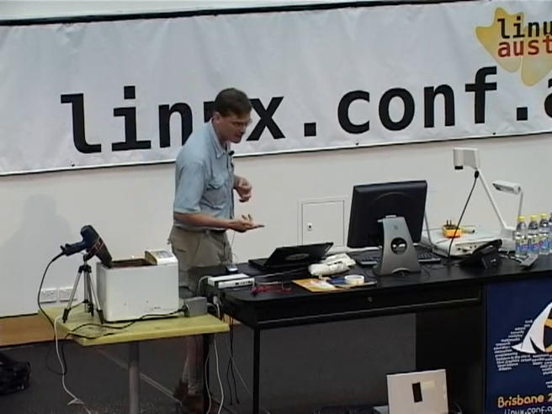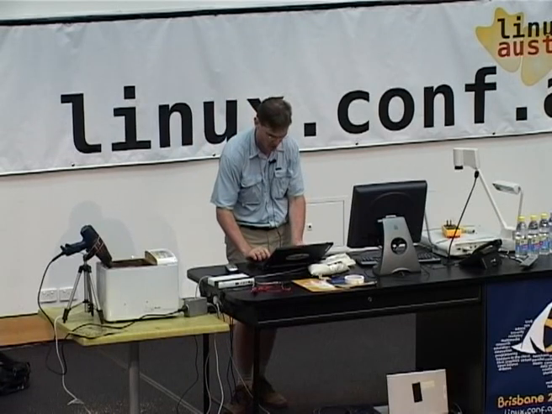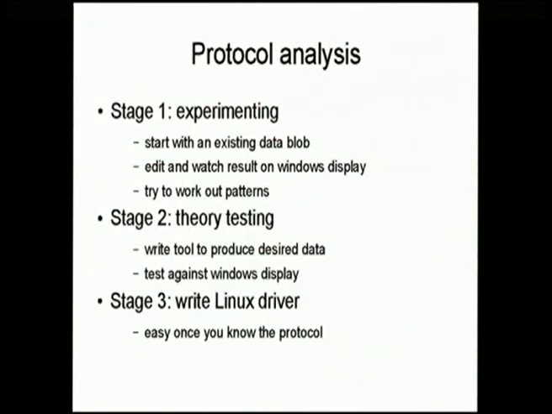Okay, now, because I'm running a bit low on time, what I'm going to do now is show you the second stage of this when you're doing analysis. So these are the basic stages. First stage, start with existing data blobs, edit and watch the results on a Windows display, try to work out the patterns. Done. Excellent. Theory testing. Write a tool to produce what you think is the desired data and test your tool.